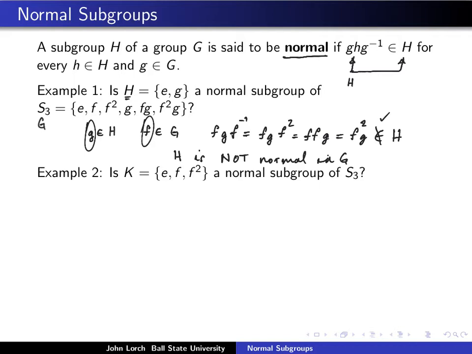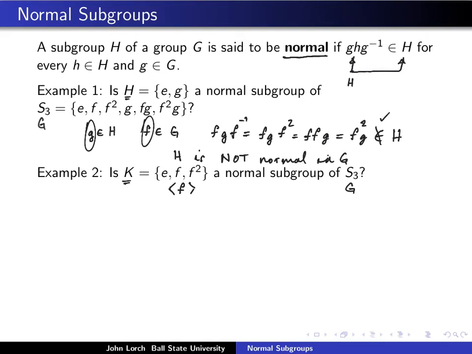Well, maybe we'll have better luck with our second example. So here we have a new subgroup. Again, the larger group, capital G, is the symmetric group S3. But this time we're going to look at the subgroup K, which is generated by the 3-cycle F. Well, let's compute a conjugate or two and see what happens.